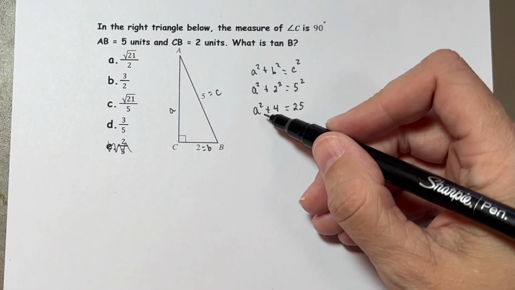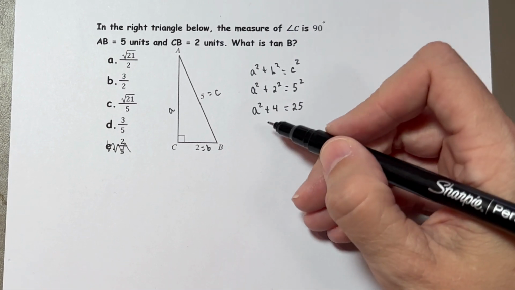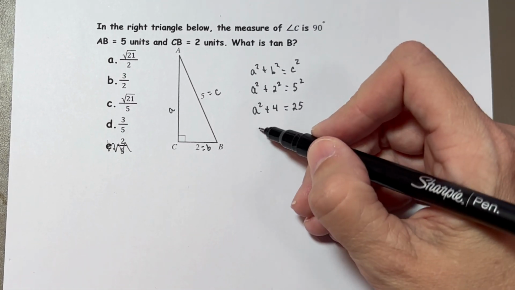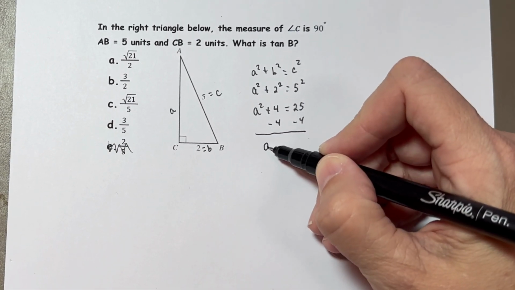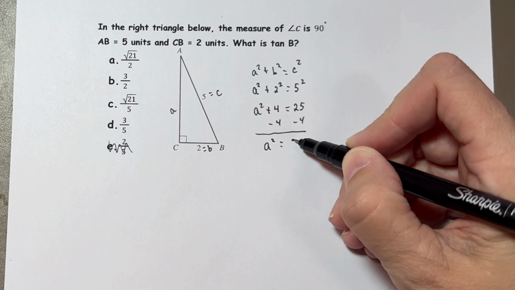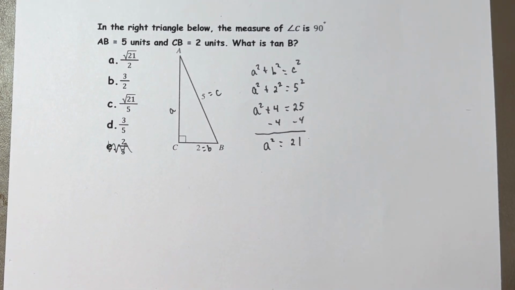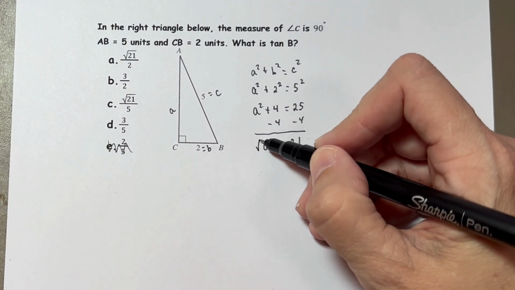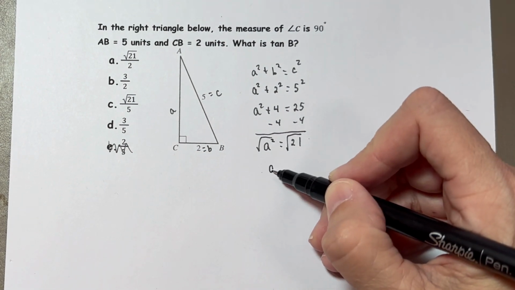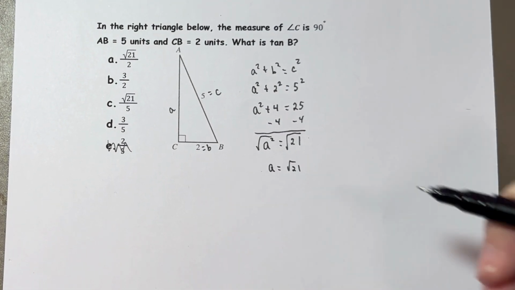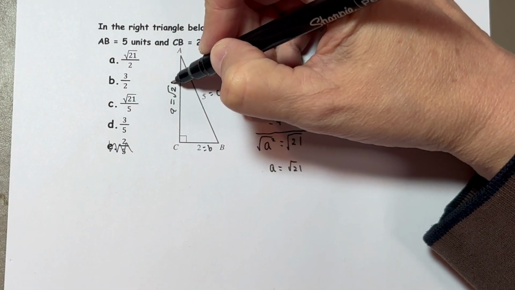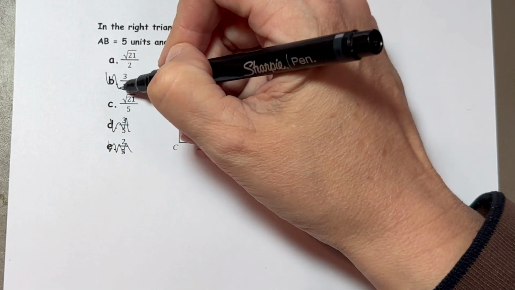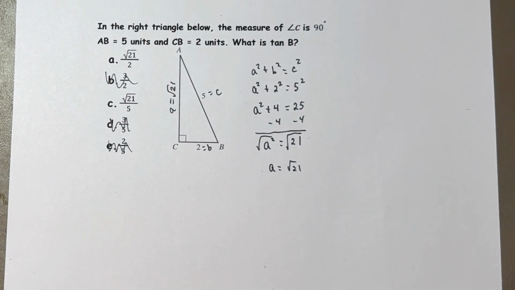Now, we know that 21 plus 4 is 25, right? So A squared is going to be 21. But let's just do the math. A squared equals 21. But remember, we're looking for A, not A squared. To get rid of a square, use square root. So A is the square root of 21. Since we found A to be the square root of 21, I would throw out these 2 answers now. And now you've got a 50-50 chance of getting this right.